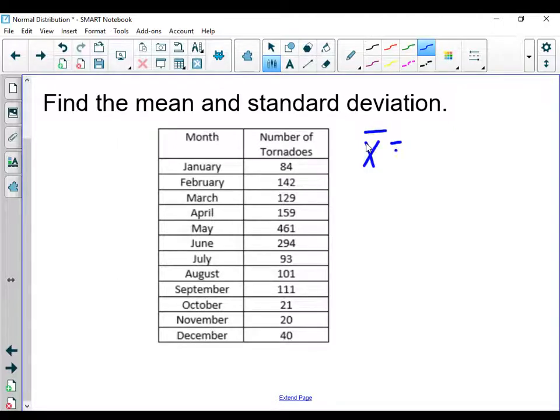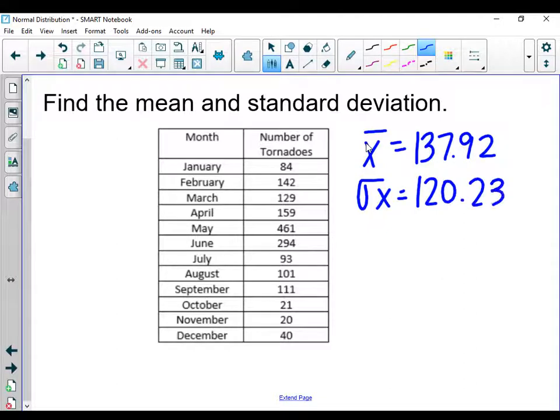So if our mean is going to be 137.92 and our standard deviation is 120.23. So from what we learned yesterday, what does that standard deviation tell you about our data? It's not an accurate representation. Right, it's not very accurate, okay? 120 is like a huge number in terms of stats, okay? Especially in terms of your average being 137, all right?